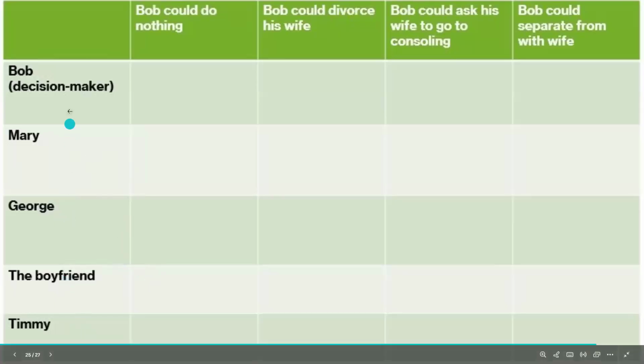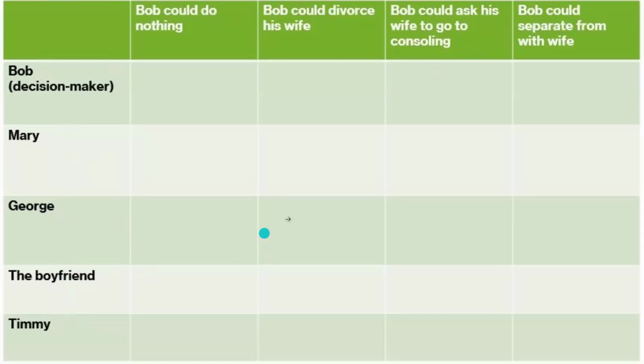So make sure your stakeholders make sense logically, and then we have our 4 decisions. Make sure these decisions make sense. I mean, yes, you could put wild decisions. People always want to do like Bob could murder his wife. Yeah, technically that's an option, but it's not going to be an ethical one. Like none of the theories, even ethical egoism, would support that. So let's not try to do a throwaway. Let's try to be serious with our answers. Okay, so like Bob could do nothing. Bob could divorce his wife. Bob could ask his wife to go to counseling, and Bob could separate from his wife.